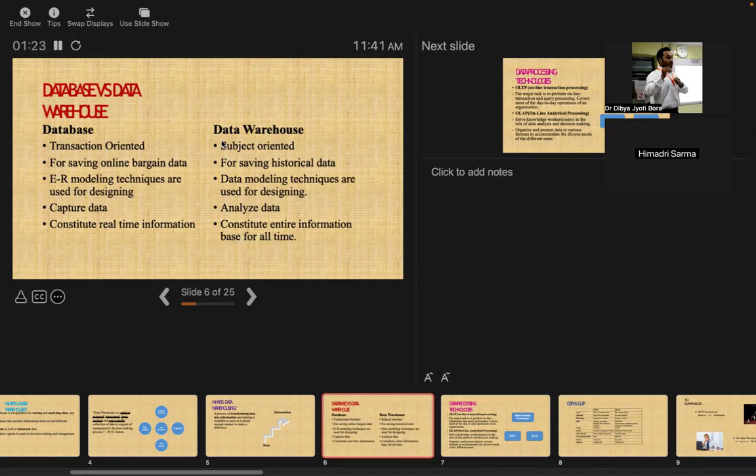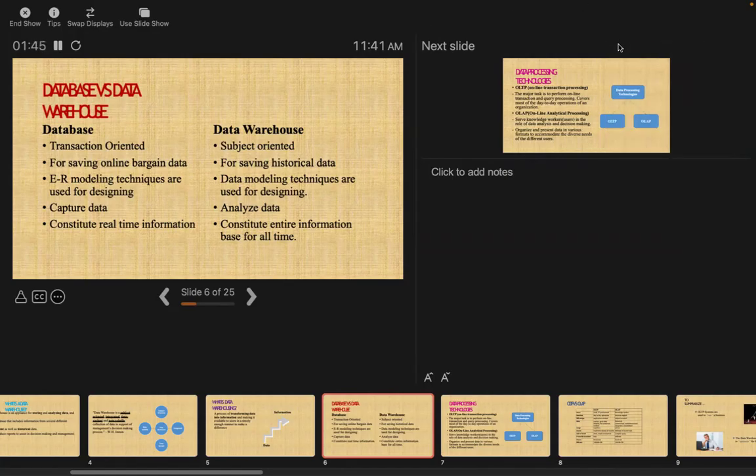Then there comes the data warehouse, and in the data warehouse, as I have told you, we keep data in a summary form, and that summary form should be time oriented also. Means we keep the historical data, like last year's data, then 2024 data. In that way we keep the record. And the question is why we are keeping the historical data.